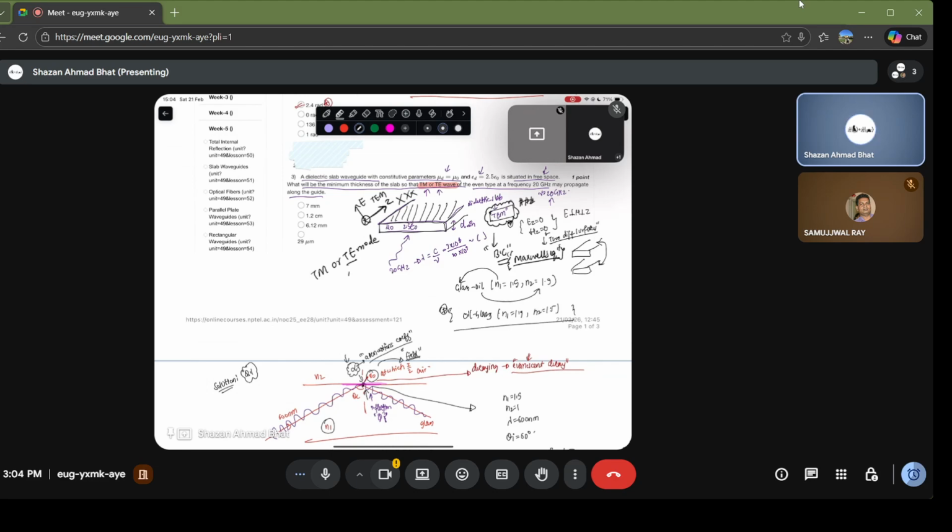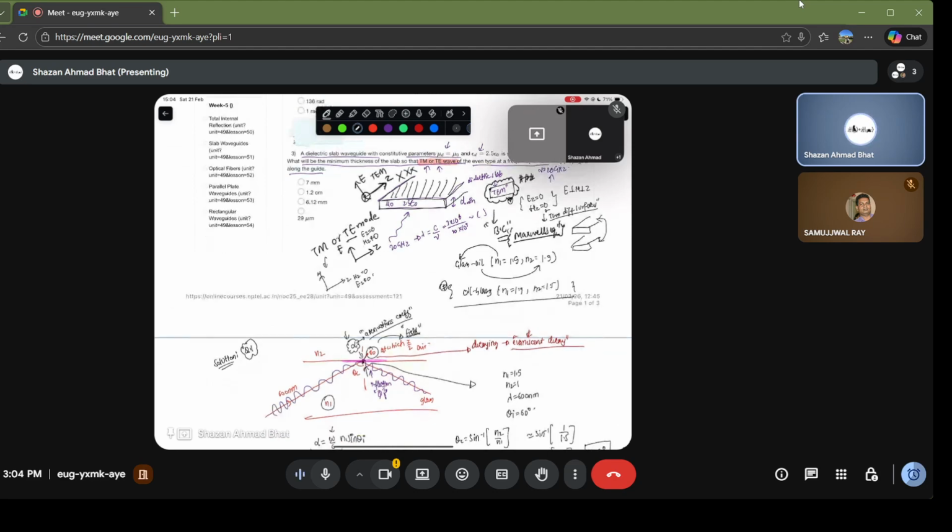That means E is perpendicular to Z, the EZ component is zero, but the HZ component is not zero. And for TM, the HZ component is zero, but the EZ component is non-zero. And these waves can propagate in these sorts of dielectric slabs. Now let's go back. We need to find the minimum thickness that is going to support this particular wavelength or frequency.